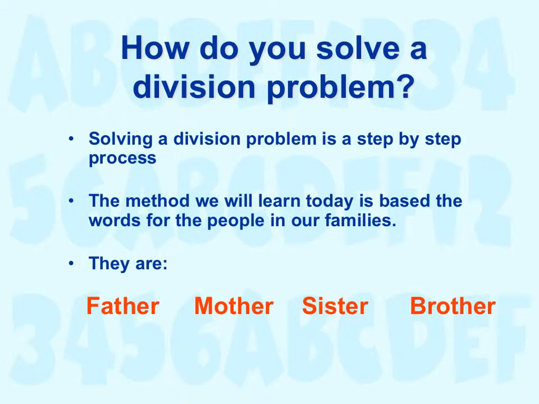So how do you solve a division problem? Solving a division problem is a step-by-step process. It's generally a multi-step process, especially if you're looking at a dividend that is 2, 3, or 4 digits long. The method that we're going to learn today, which hopefully is a review, is based on the words for people in our families. They are father, mother, sister, brother.